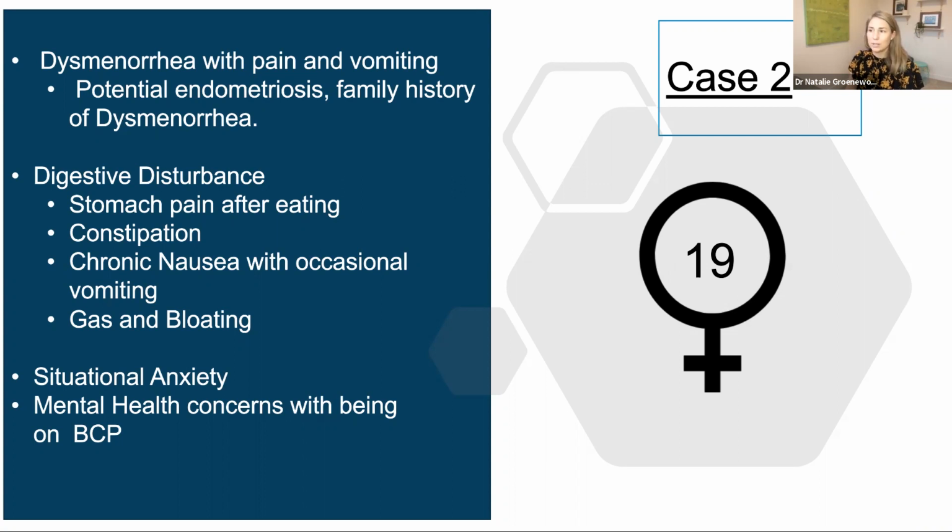So something to be reminded of. And then tons of digestive disturbance, stomach pain after eating, constipation, chronic nausea, again with occasional vomiting, even not surrounding her period, and tons of gas and bloating. She's also having situational anxiety, mental health concerns with being on birth control pill as well. So ever since she started the birth control pill, a lot more mixed moods and emotions that she finds is really related to the pill, and she never experienced before that. All right, so let's dive into her case.